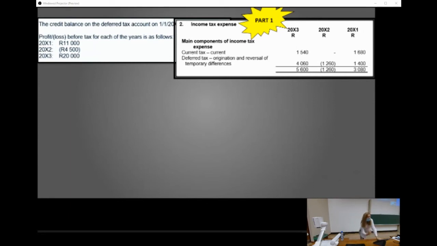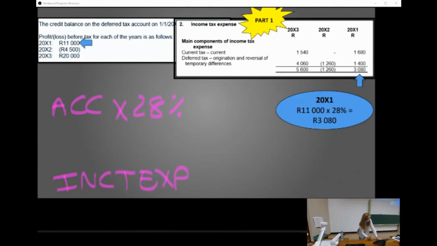If we remember now, our recon will be where we take our accounting profit, multiply that by 28%, and we agree that to our total for my income tax expense. Okay, so if we look at 20x1, if we take our accounting profit of 11,000, and we multiply that by 28%, we get to 3080, which is the same as the amount that we have at the moment for my income tax expense total. So can you see that for year one, these two amounts are the same? Good, let's do it for year two.